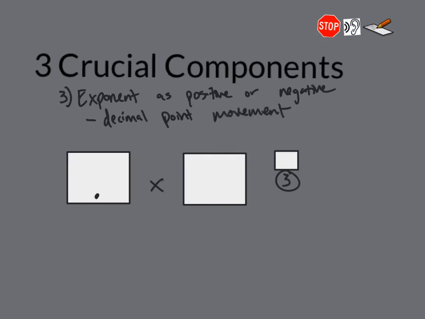But earlier, I just wanted you to see these three components. We're going to have number 1 here, a decimal between 1 and 10. We're going to have number 2 there, always the number 10, and then number 3, an exponent written as positive or negative that's going to indicate to us decimal point movement. And we'll talk about conversions as we continue. But as long as you have those 3 crucial components, we are looking rock solid to start.